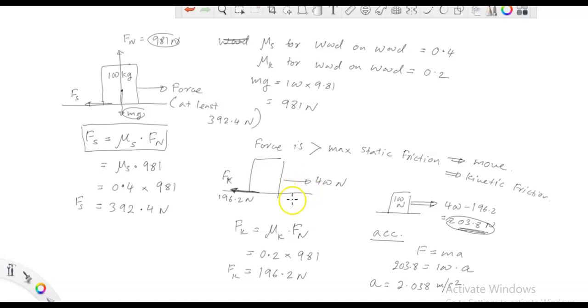So for example, in this kinetic situation, now you don't have to maintain 400, right? It's already moving, so the only thing you need to do is just move this thing, as long as you match this 196.2. So instead of 400, you can just apply 196.2, or maybe a little more than that. Now you can move this thing easily, right? The difficult part is to overcome static. After that, it becomes a little easier. Okay, all right.